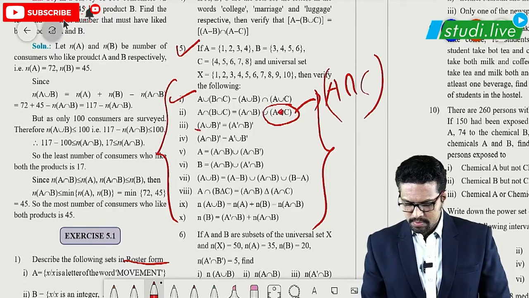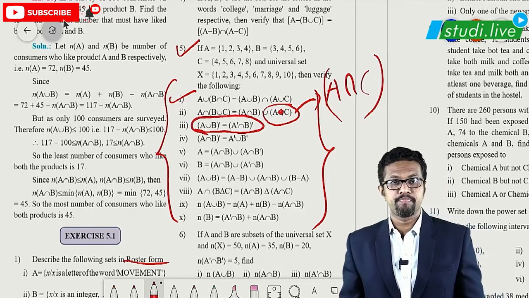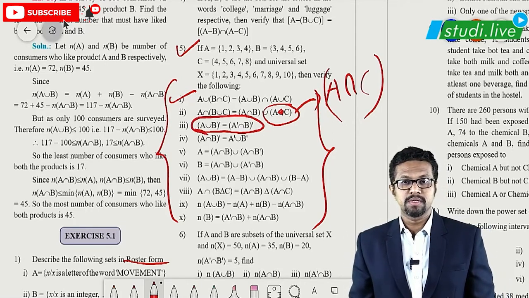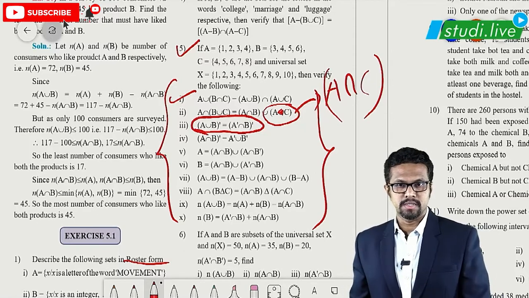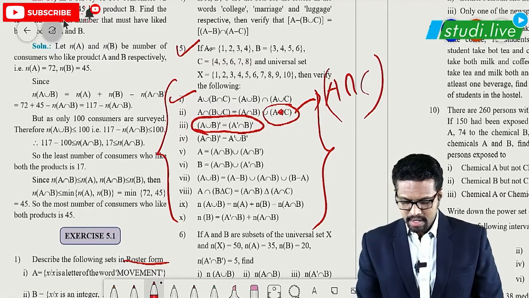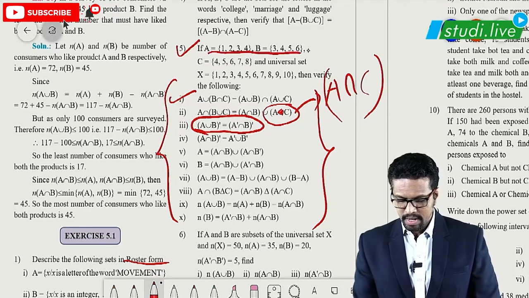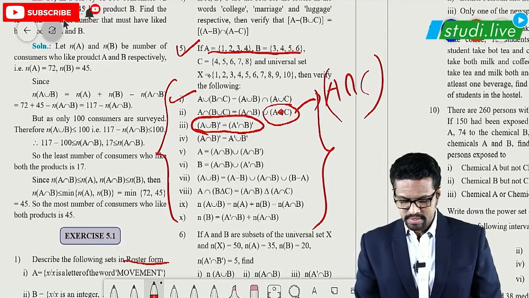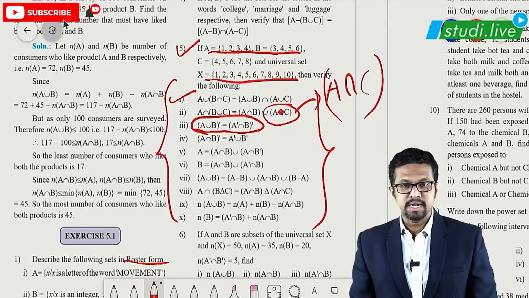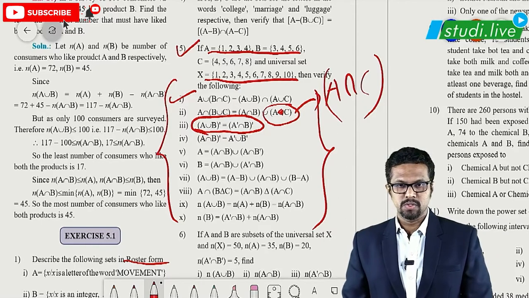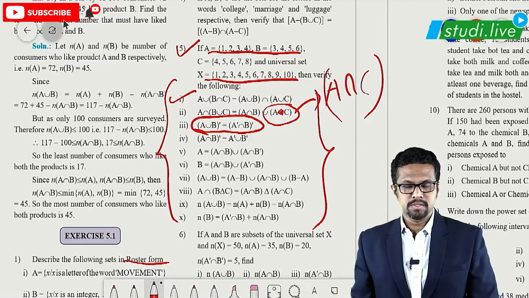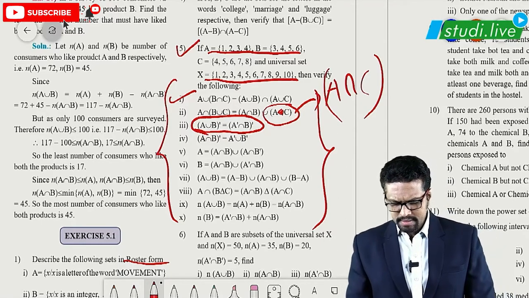So let us solve this part. We are supposed to verify that the LHS equals the RHS. So the given sets A, B and C for the universal set X should satisfy the given properties. Let us see the solution for this.